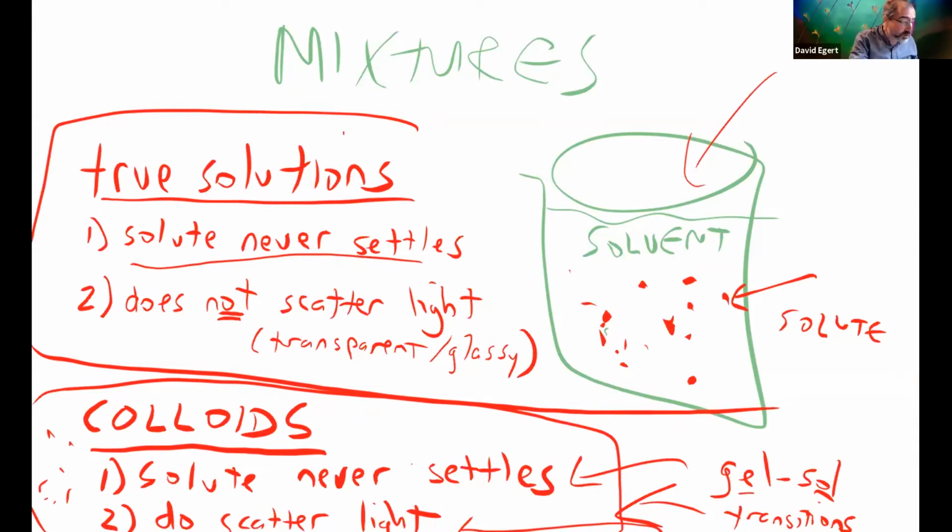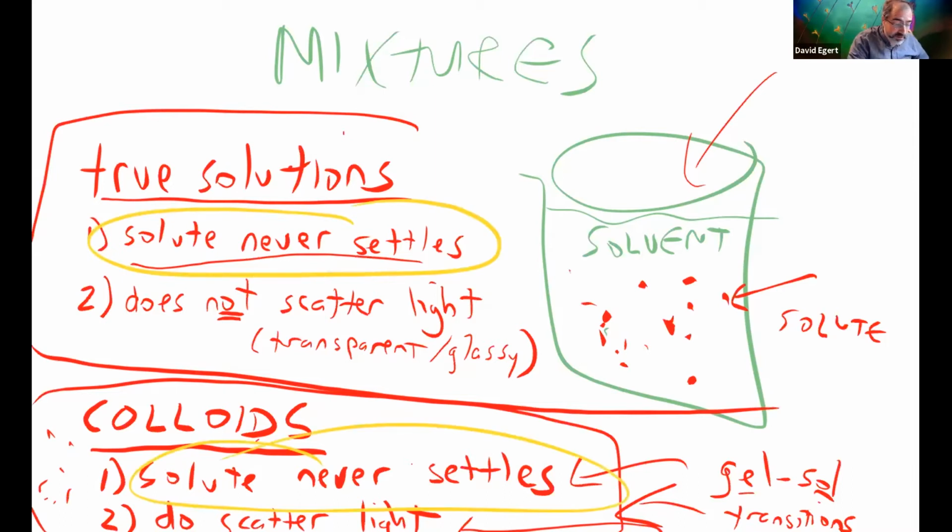The one other thing that's not a true solution or a colloid is suspensions, which I should mention as well. Whereas in solutions and colloids the solute never settles, if the solute particles are so big that gravity eventually pulls them to the bottom, we now call it a suspension.